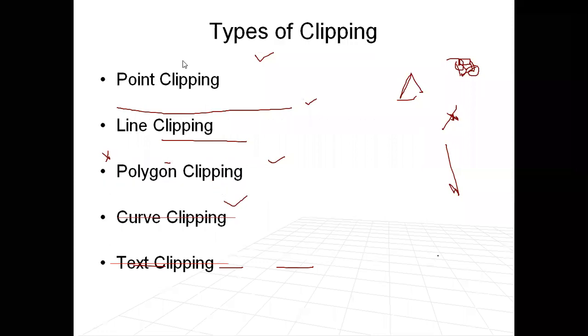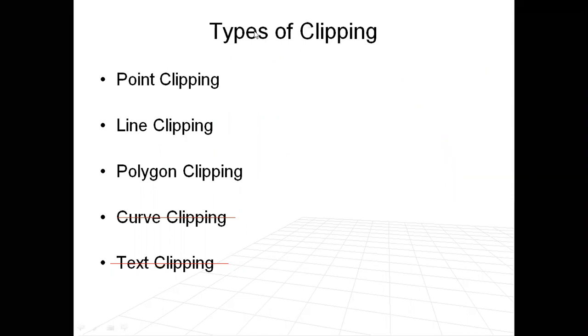Going ahead, when we do clipping, it can be done in five categories. One is point clipping. Okay, a point can be clipped individually. Then line clipping can also take place. We will go through the line clipping algorithms. We have different kinds of line clipping algorithms.